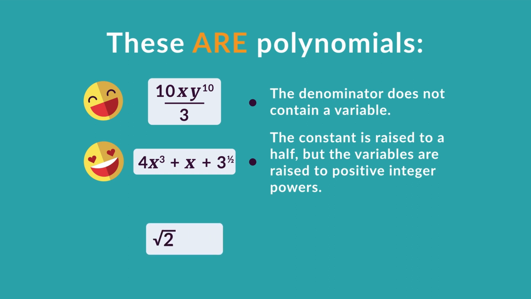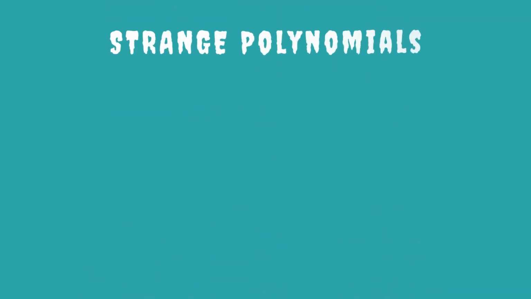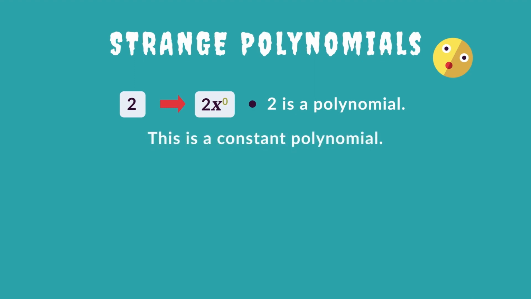The constant 3 is raised to a half, but the variables are raised to positive integer powers. The square root of 2 times x plus 1 is a polynomial because, although there is a square root, the square root of 2 is a coefficient and it is a real number. You might be surprised that any number, for example 2, is a polynomial. The number 2 is equal to 2 times x to the power of 0, so it obeys the rules. It's called a constant polynomial.